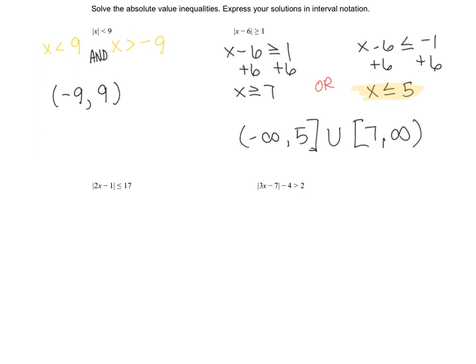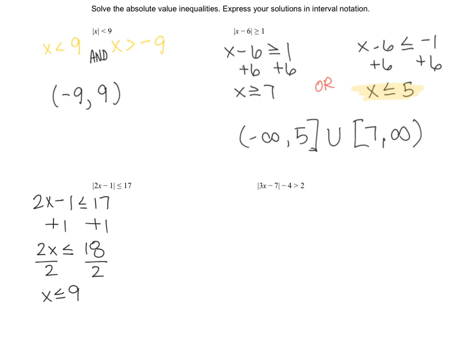So our next example is the absolute value of 2x minus 1 is less than or equal to 17. So first inequality I want to solve, 2x minus 1 is less than or equal to 17. First step is going to be add 1 to both sides. So we get 2x is less than or equal to 18. Then we're going to divide both sides by 2, and we get that x is less than or equal to 9.